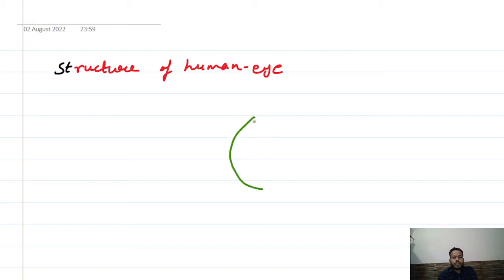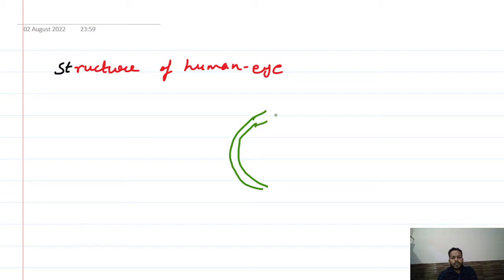So human eye, structure of human eye. So here we are going to write structure of human eye. So first let us draw the diagram of structure of human eye. So how the diagram will look like, let us see. So this is the front part of human eye.